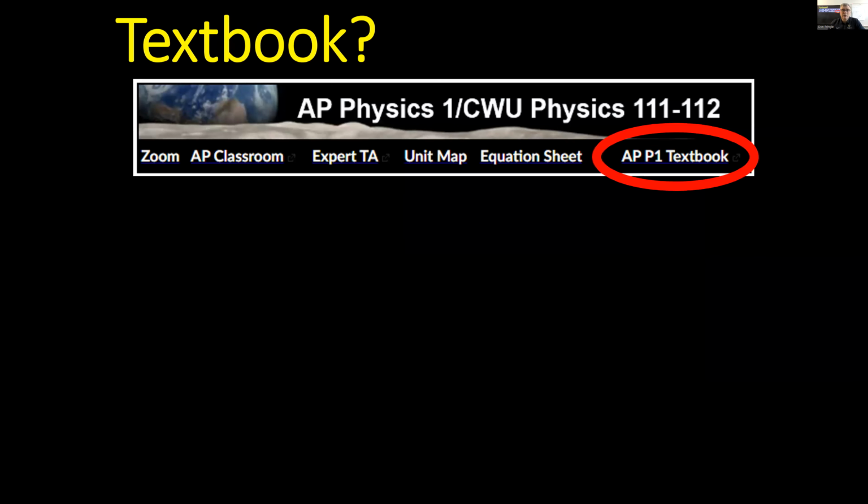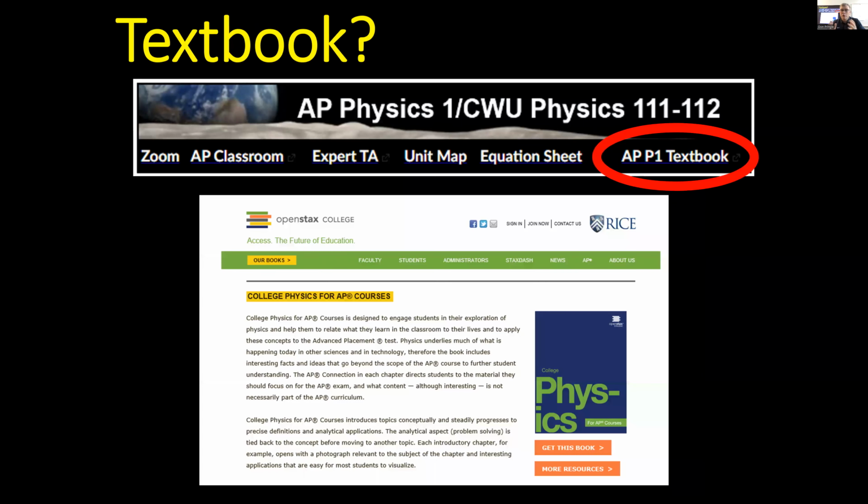Do we have a textbook in AP Physics? Of course we do. The textbook that we're using comes out of Rice University, and it is a free online textbook, part of their OpenStax project. So we're using College Physics for the AP classroom. And again, it's a free online textbook. All of their homework and such comes directly out of that textbook. It's available for them anywhere that they happen to be. They can get it on their phones or on their tablets.